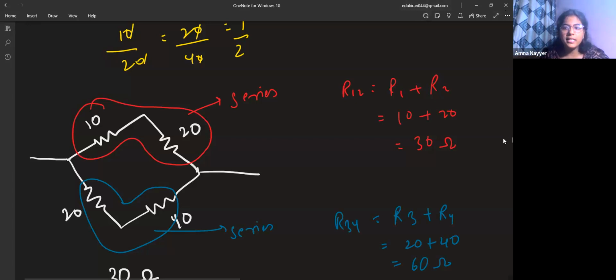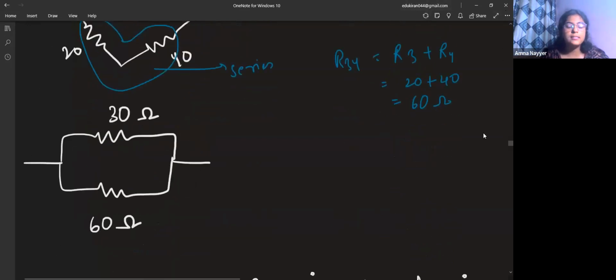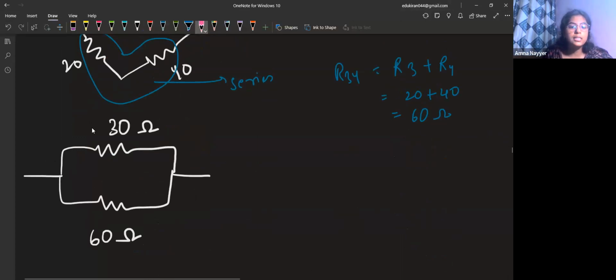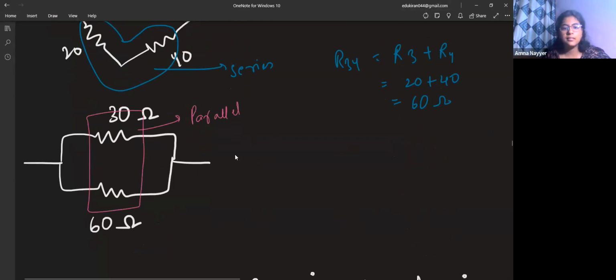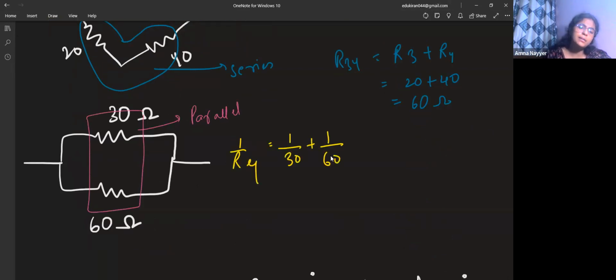Now can we combine the upper and lower branch? Will it still be series? It will now become parallel. You can notice this connection is parallel. So if this connection is parallel, 1 by R equivalent will be 1 by 30 plus 1 by 60. 2 we can directly multiply, so that becomes 3 by 60. So R equivalent becomes 20.